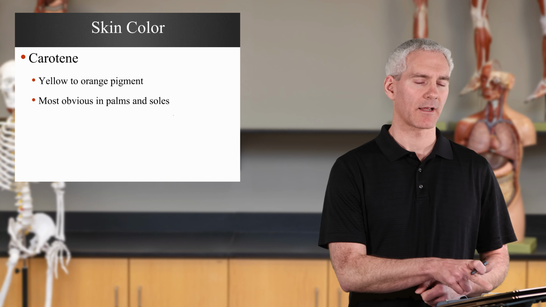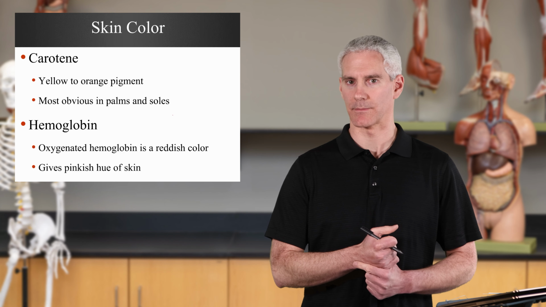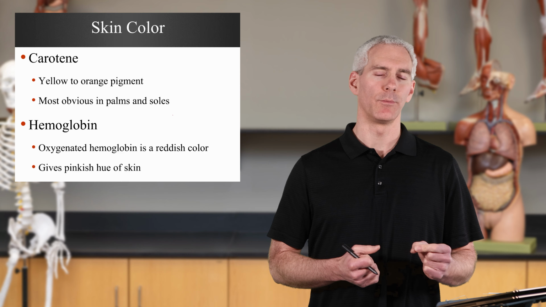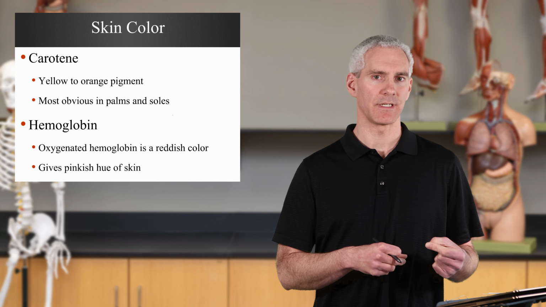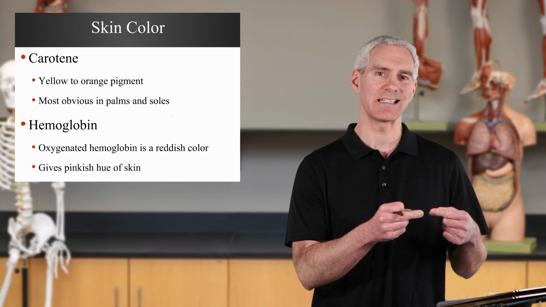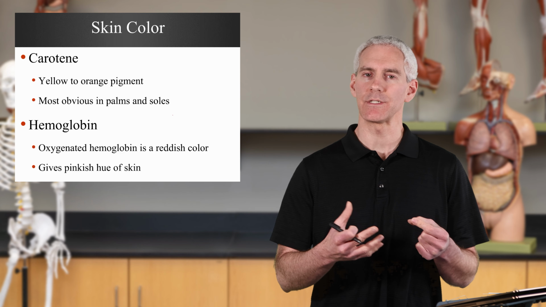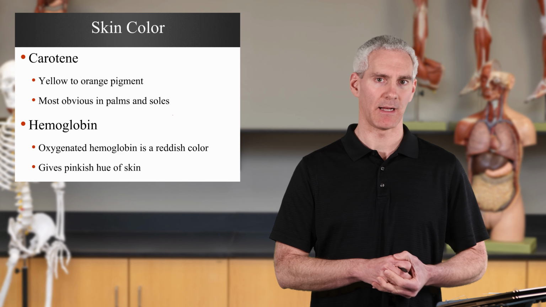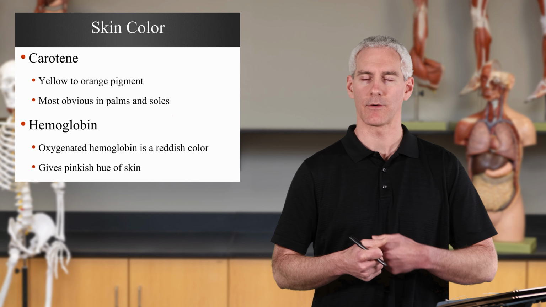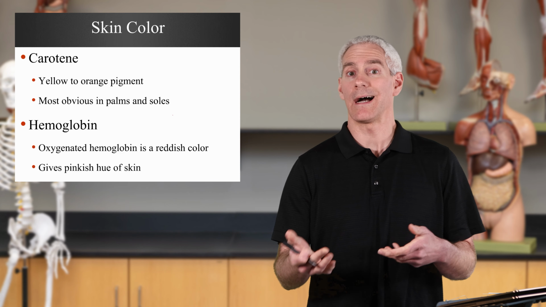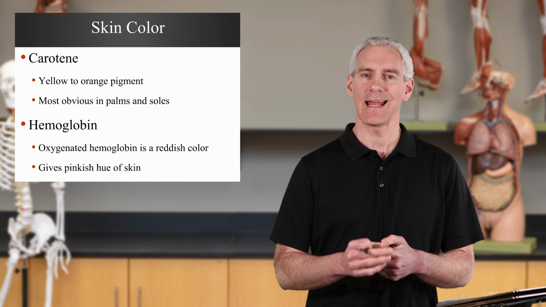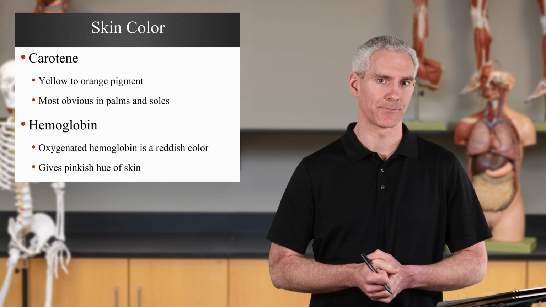The last part that contributes is hemoglobin. Now, hemoglobin is going to be a protein-based structure that's inside your red blood cells. Hemoglobin is going to bind your oxygen molecules for distribution throughout your body. Well, when oxygen binds to hemoglobin, it has the traditional reddish color.